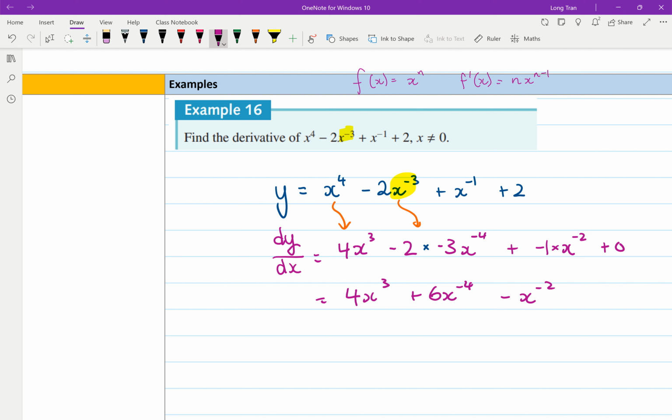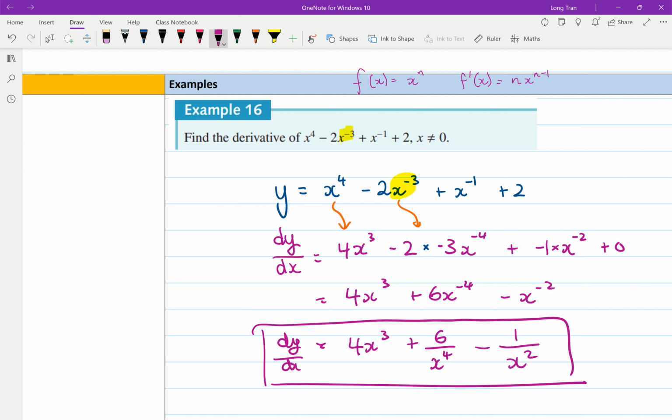Don't leave your answers with negative powers. Like I always say, next year you want to be writing them with positive powers. So your final answer should be 4x cubed plus 6 on x to the power of 4 minus 1 on x squared. That's your delta y, delta x. Okay? And that's it for today's lesson.